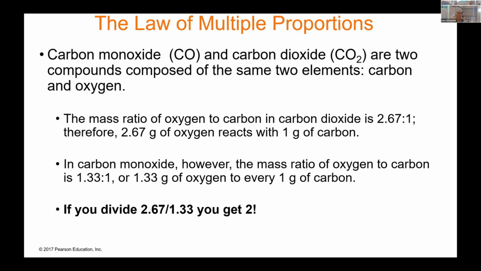Another ratio, 1.33. So the idea of this law of multiple proportions is that once you have these multiple proportions of element A to element B in different compounds, they are whole number differences from each other. So if you divide those two proportions, 2.67 divided by 1.33, you get 2. So this works for really any combination of element A and element B. It even works with more than 2 elements.